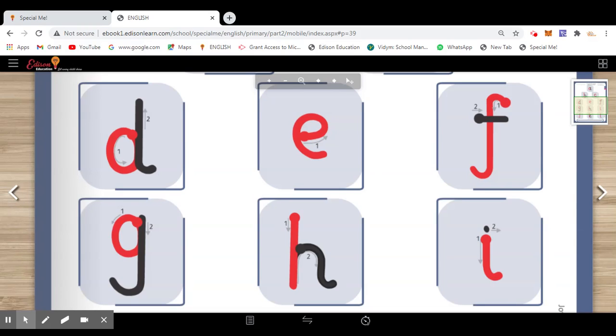So D is a phonic sound of letter D. D, D. And to trace it, first of all, you have to make a curve just like letter C. You have to start from the dot and make a curve like letter C. And then you have to come from the top and make a standing line and a little curve. So this is our letter D, right?